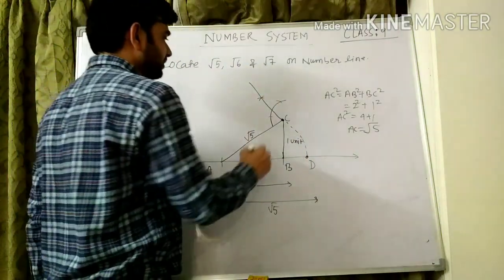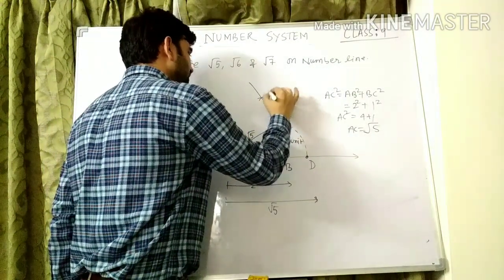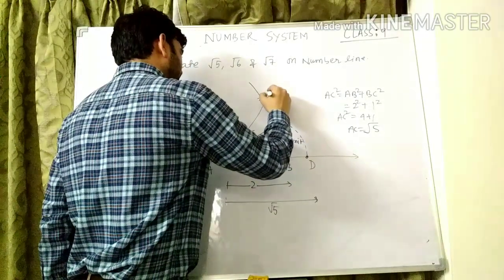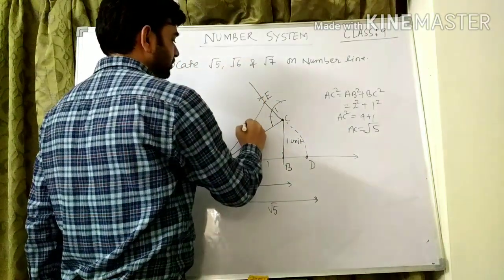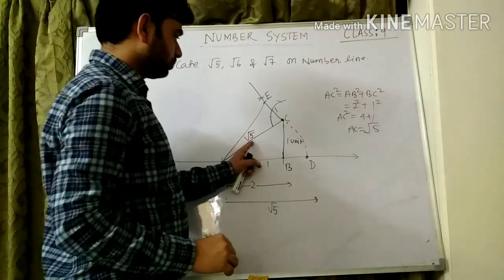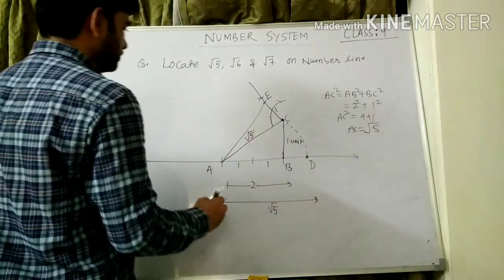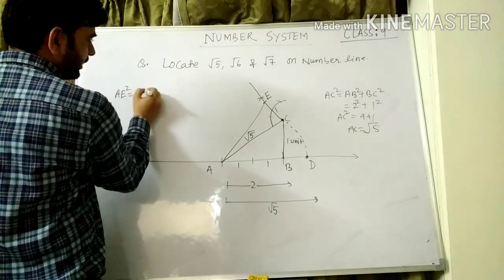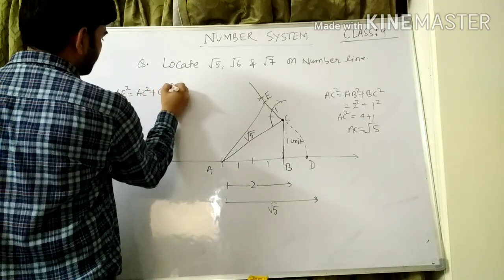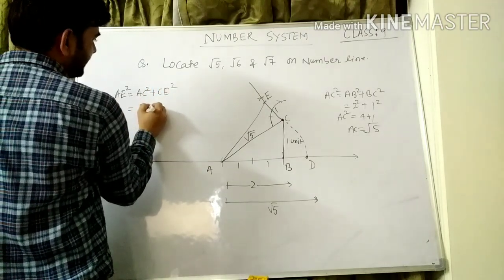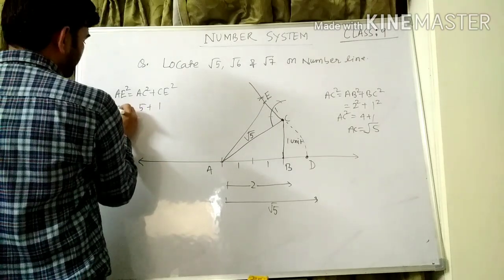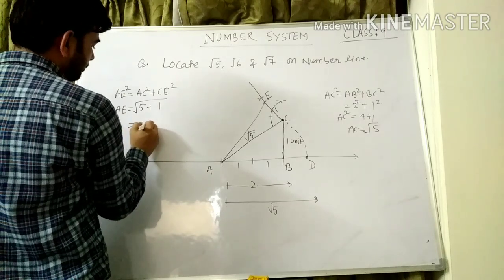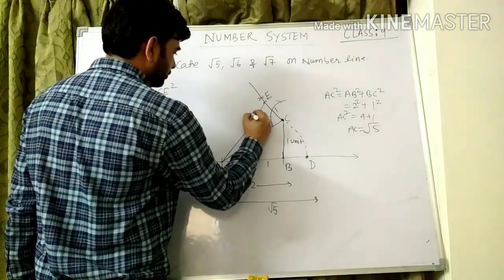Draw this line segment and mark it as 1 unit. If you join this point, this point will be E. If you calculate this value, root 5 square plus 1 square, here I am calculating AE square is equal to AC square plus CE square. AC square will be 5 and CE square will be 1. So AE is equal to root over 5 plus 1, it will become root over 6. So this length will be root over 6.